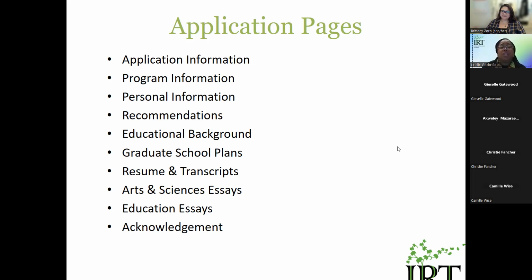We'll look for your educational background. So that's where you put in the school information more specifically. Any schools that you've attended, whether they are community college or undergraduate coursework. Some of you may have a master's already, so you would also input that information. Then there's a section on your graduate school plans in terms of which programs you're thinking about applying to.